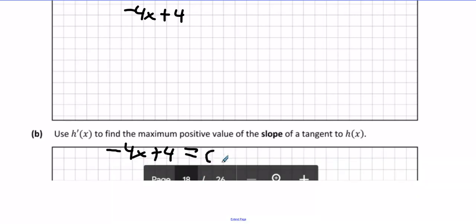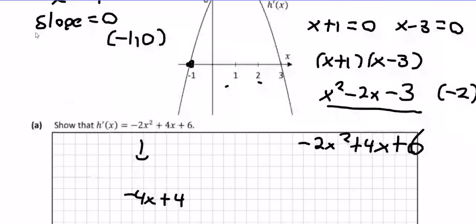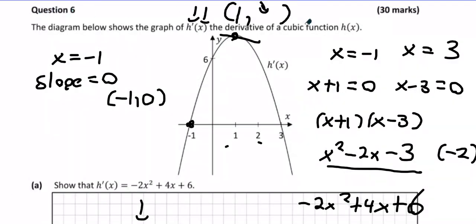Find the x value. We want it to be a maximum. That's where it doesn't go up any higher. So we're going to get 4x equals 4 and x equals 1. Is everybody happy with x equals 1? When the x value is 1, we have to find the y value. But please remember that the y value for this graph refers to the slope because it is the graph of the first derivative. So we're going to put x equals 1 into this equation.